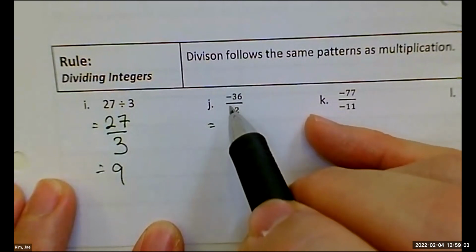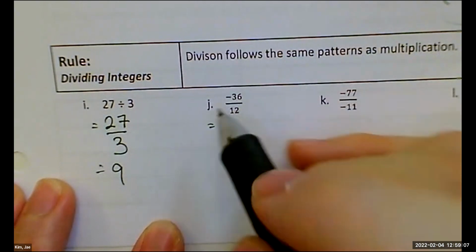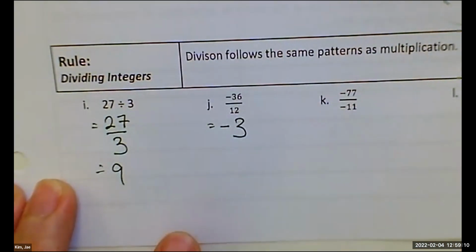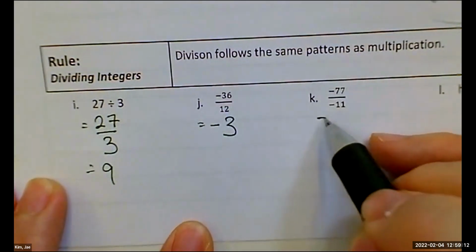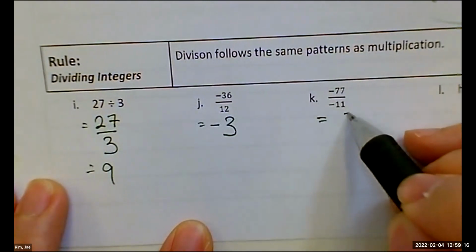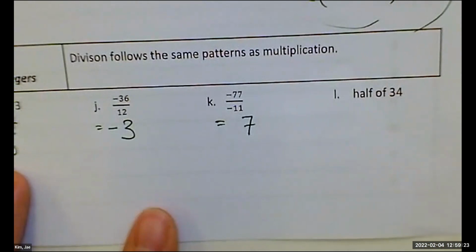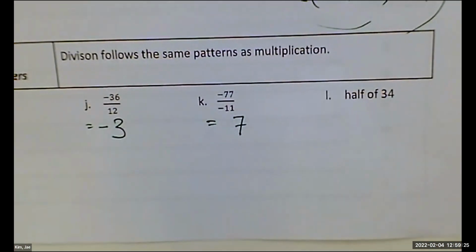36. I'm not even going to look at the negative. 36 divided by 12. Use a calculator. That's a 3. So we have -3. 77 divided by 11. 7, and negative divided by a negative again. It's like -1 divided by itself, positive. Half of 34. This is important.